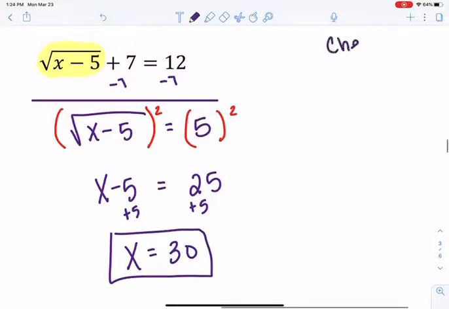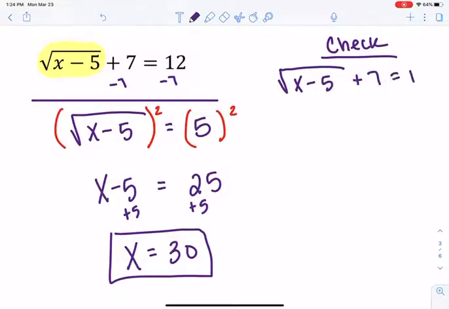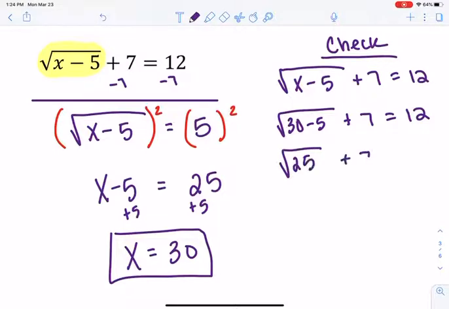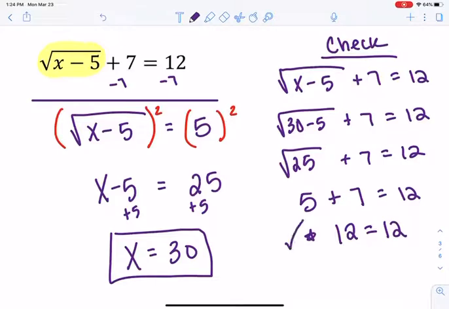Let's do our check. So use your original equation. All right, and 30 minus 5 is 25. And the square root of 25 is 5. And 5 plus 7 is 12. So 12 is equal to 12. So our answer is 30 because our check worked.